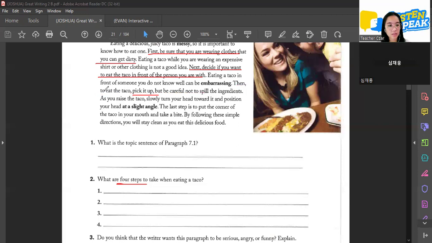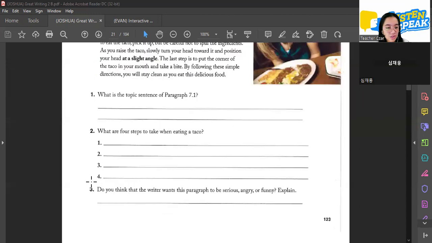What is the fourth one? The last. Put the corner of the taco to your mouth and take a bite. Okay, very good. That will be all. So now let's have the third one.